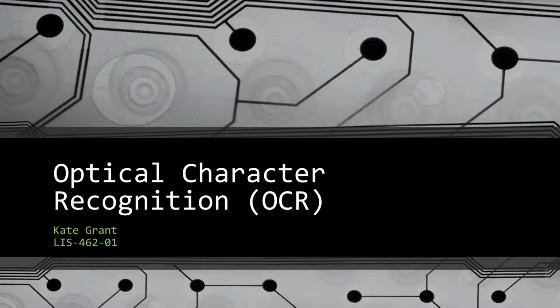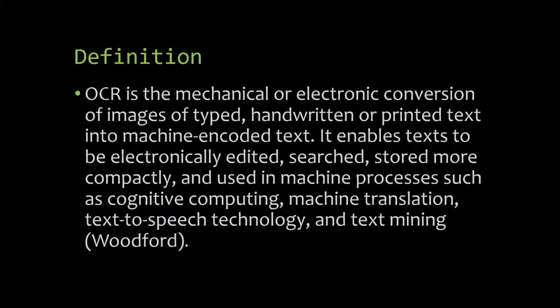I'll be discussing optical character recognition, often abbreviated as OCR. So what is OCR? OCR is the mechanical or electronic conversion of images of typed, handwritten, or printed text into machine-encoded text. It enables text to be electronically edited, searched, stored more compactly, and used in machine processes such as cognitive computing, machine translation, text-to-speech technology, and text mining.